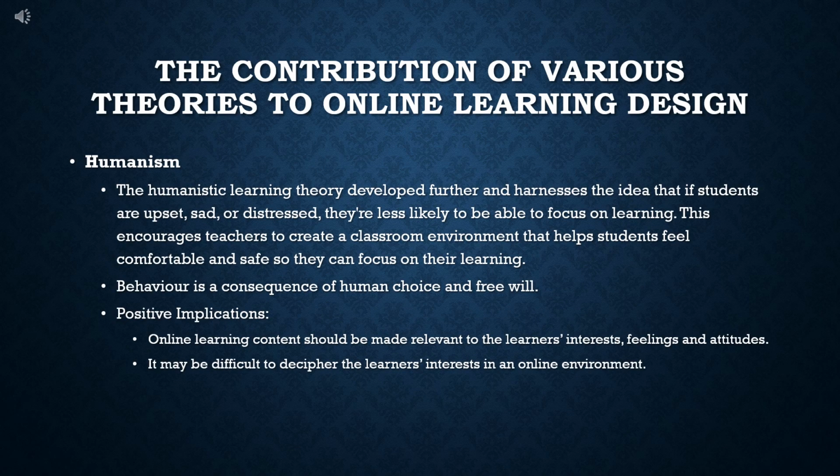Now let's consider humanism. The humanistic learning theory harnesses the idea that if students are upset, sad, or distressed, they're less likely to be able to focus on learning. This encourages teachers to create a classroom environment that helps students feel comfortable and safe so that they can focus on learning. Behavior is seen as a consequence of human choice and free will.